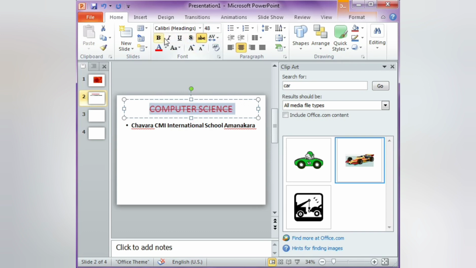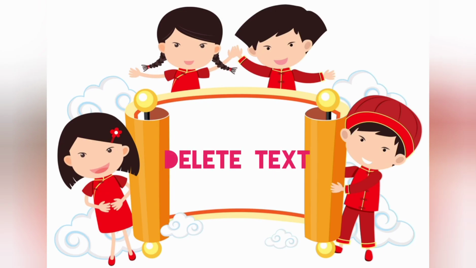This one is a small line in between the words. A small line is coming in the middle of the words. These are the formatting options. And then the next one is deleting a text.